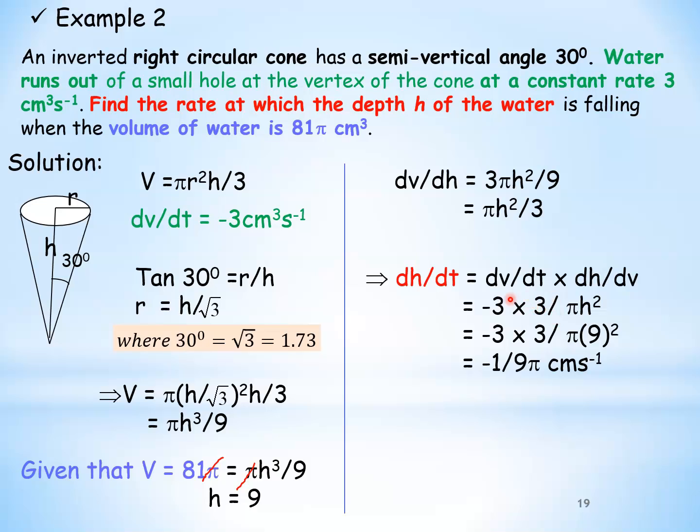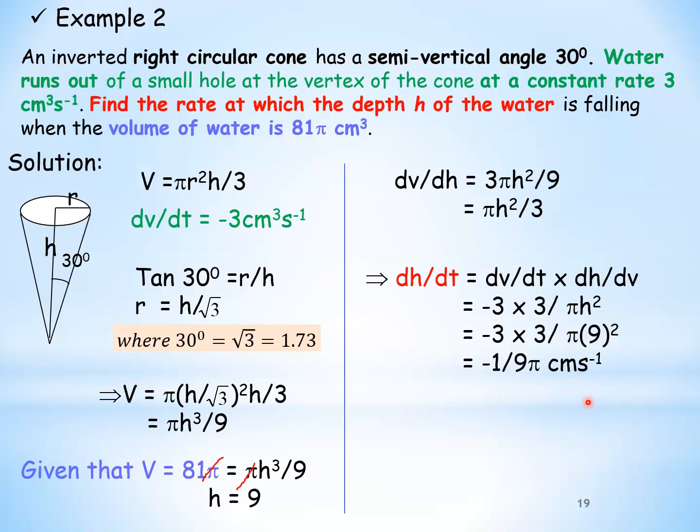So dv over dt, you already found dv over dt. Where is your dv over dt? Negative 3. And dh over dv is the one you found just now. Tapi this time, you need to substitute the h value, since you already found your h value over here, 9. So, substitute it, then you get this part.